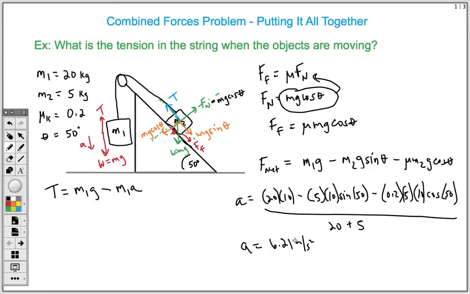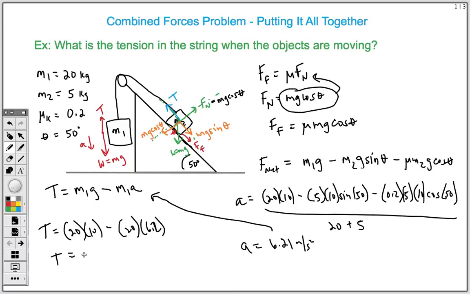Now that we have this acceleration, we can plug it into our equation over here. So the tension is equal to 20 kilograms times gravity minus 20 times an acceleration of 6.2. Tension comes out to be 75.8 newtons. Okay, and there you have it.